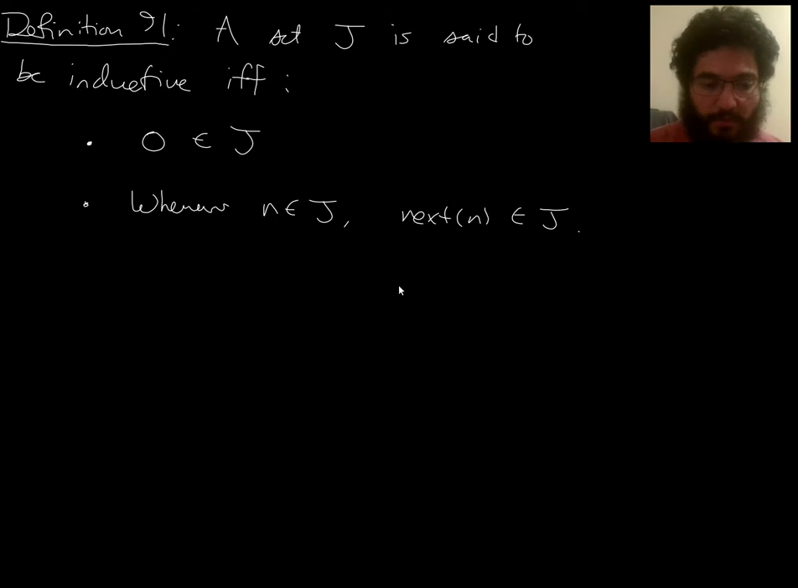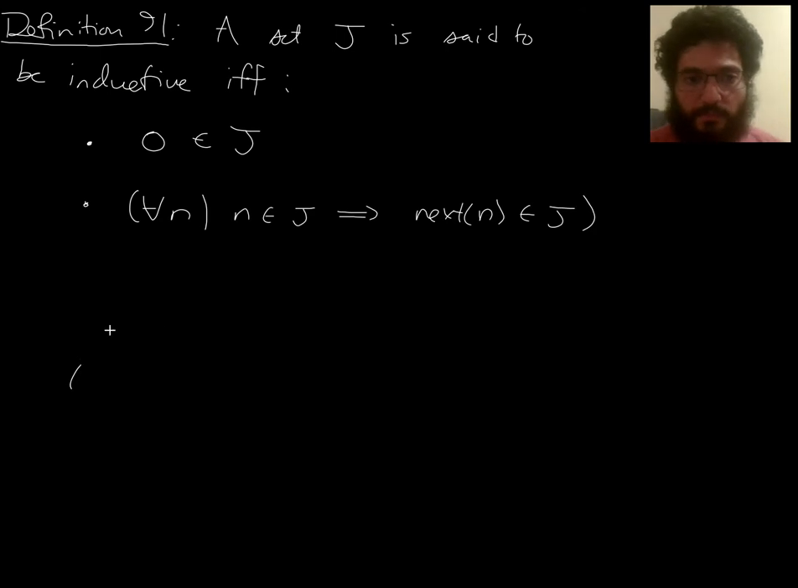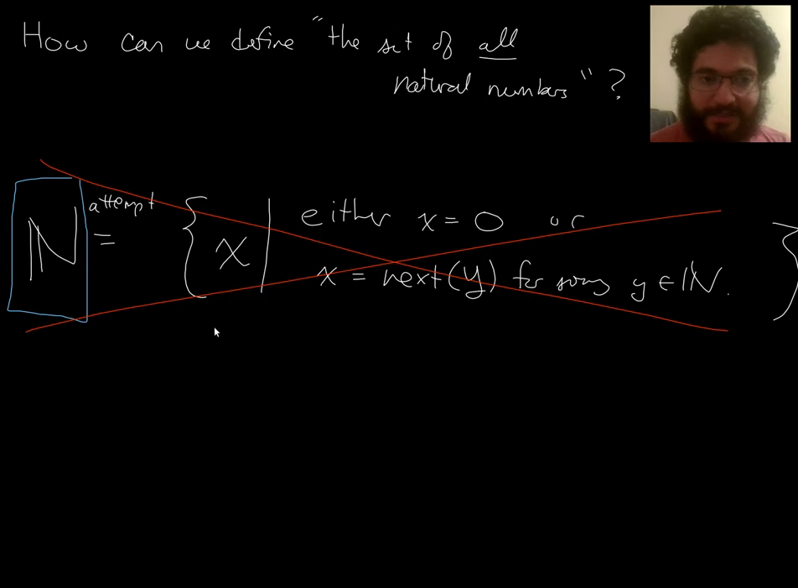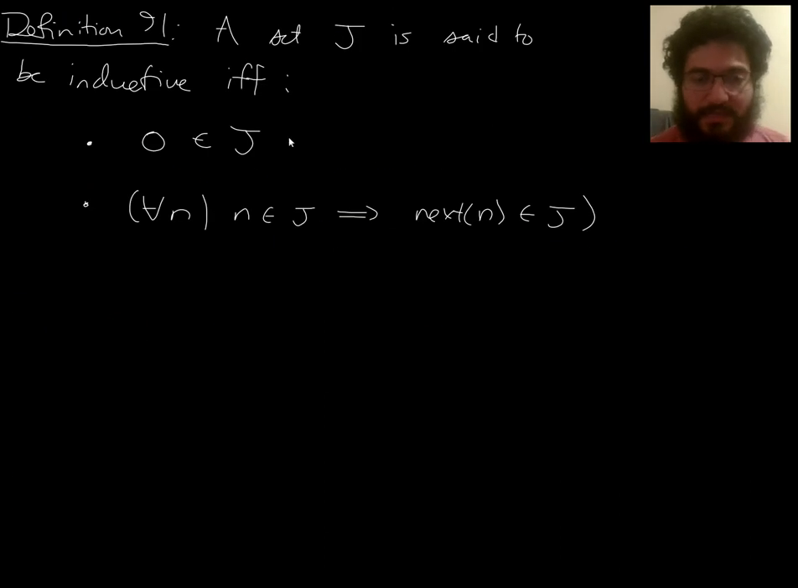Or maybe I can write it with quantifiers. I mean, it is written with quantifiers. Whenever is a universal quantifier, but I mean symbolically. So for all n, if n is in J, then the next of n is in J. So an inductive set is essentially a set that has the properties that we were trying to attribute to N in this weird circular attempt at a definition. So an inductive set is one that contains 0 and contains the successor, the next, of anything that it contains.